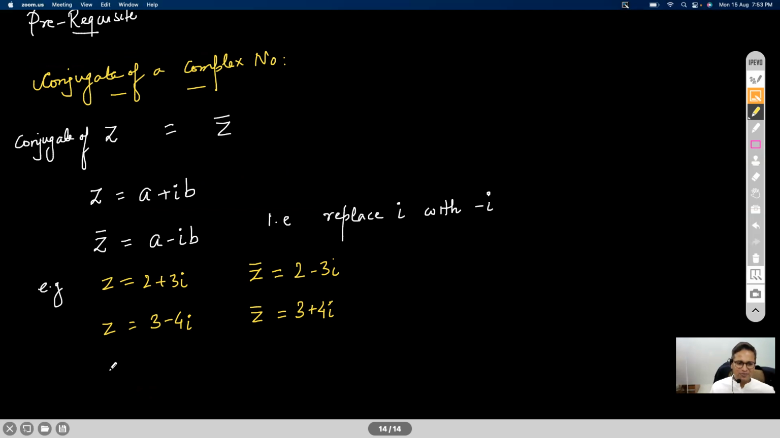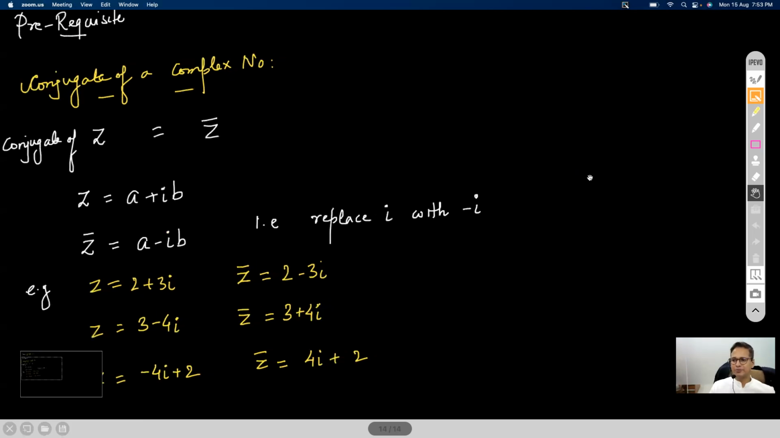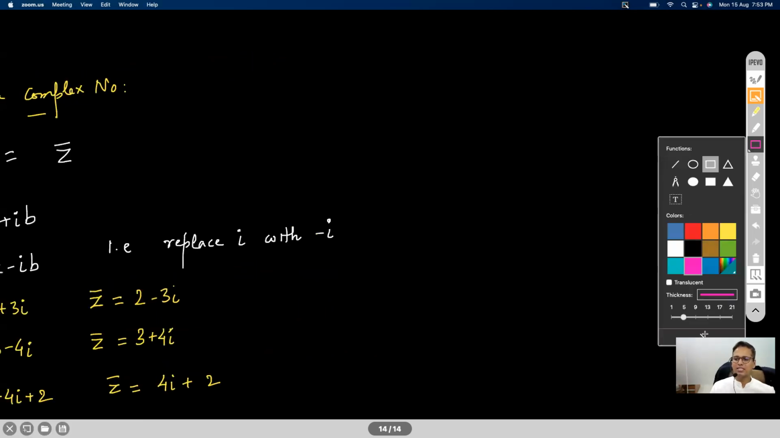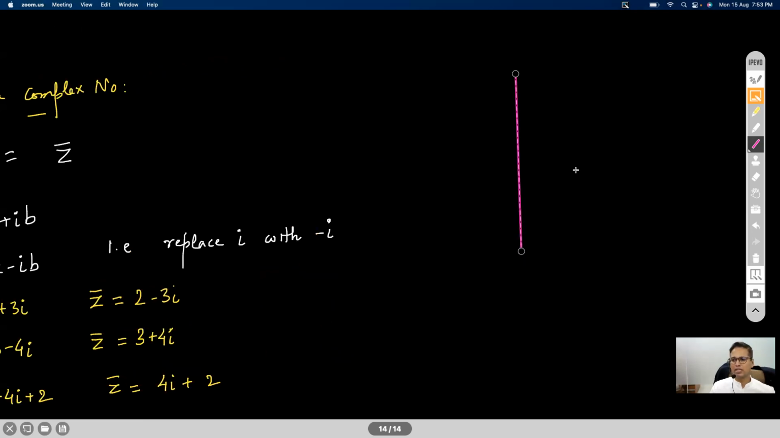So you basically change the sign of the imaginary part. Let's take this: minus 4i plus 2. Then what is its conjugate? 4i plus 2. Correct. I'm basically trying to trick people; they changed the sign here, no, this sign has to be changed. Understood?